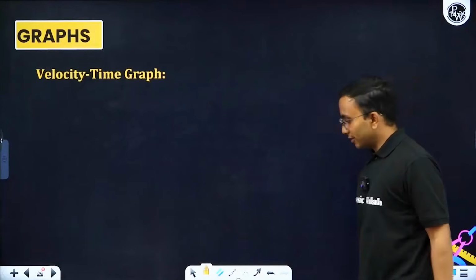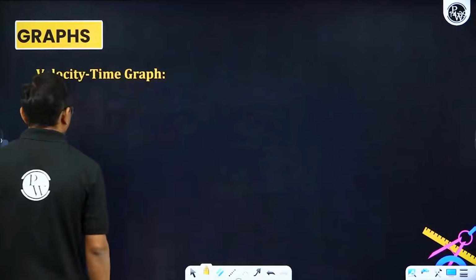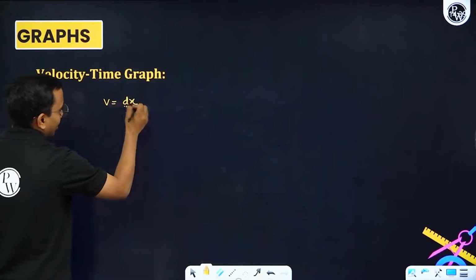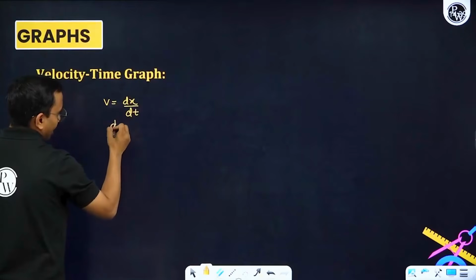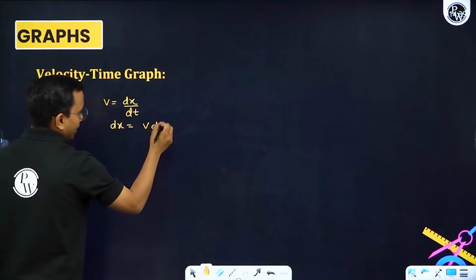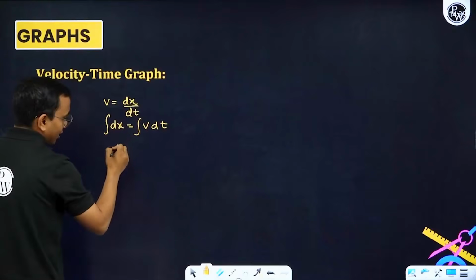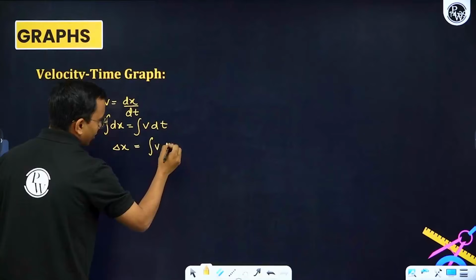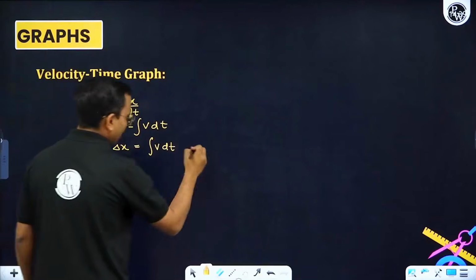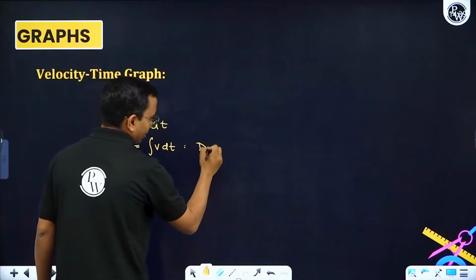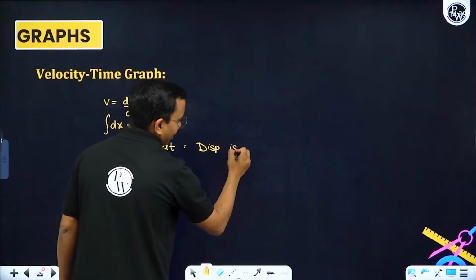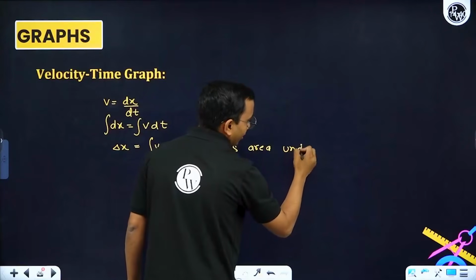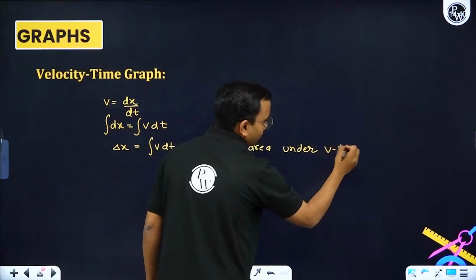Velocity-time graph. As I mentioned, v is equal to dx by dt, so dx is equal to v dt. From here we got that displacement is the area under the velocity-time curve. Integration means area. So displacement is the area under the v-t curve.